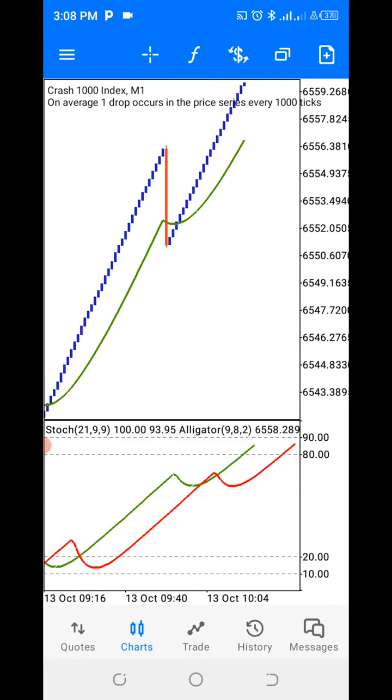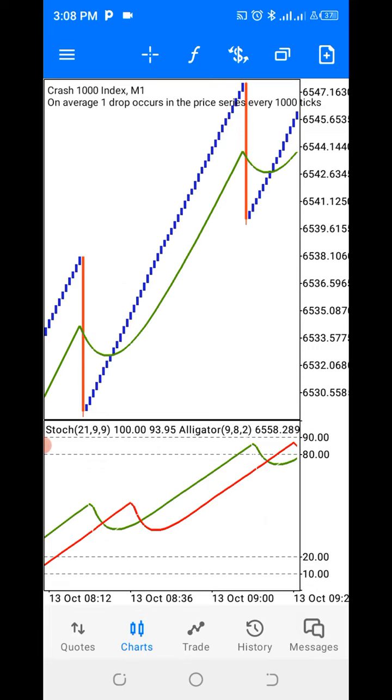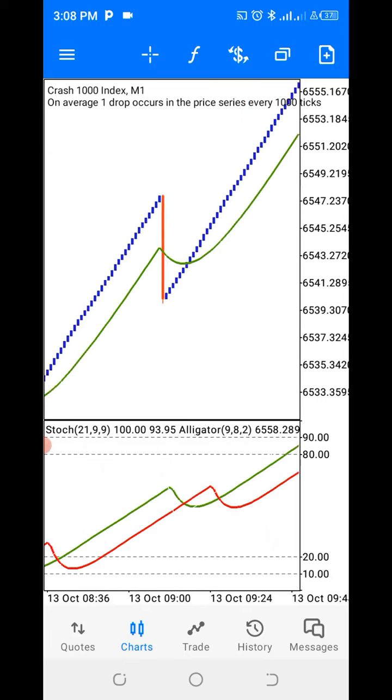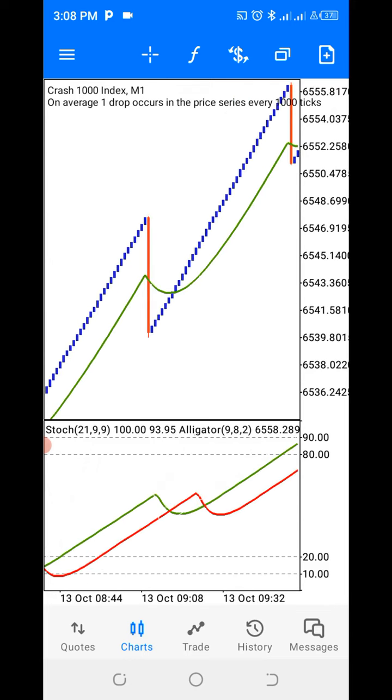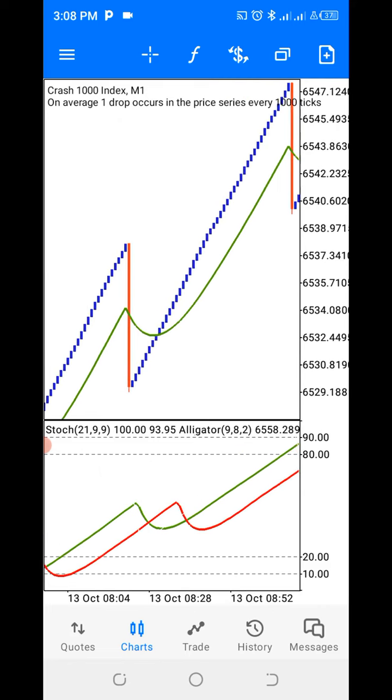Right, since most of you are new to trading and you just need something that will give you a daily target of $10, $20, $100, depending on the kind of trader you are and the equity that you have, the strategy works perfectly for Crash1000 and Boom1000. So without wasting your time, let me share the strategy with you.